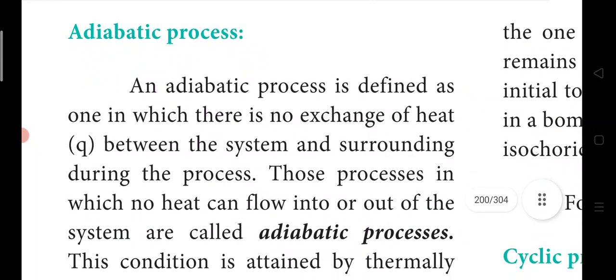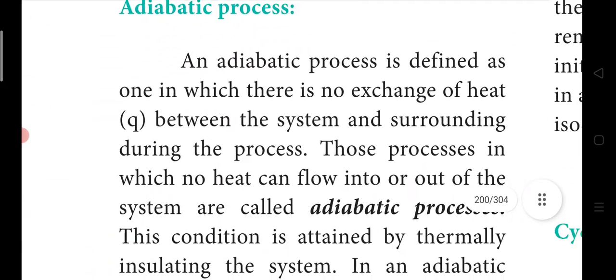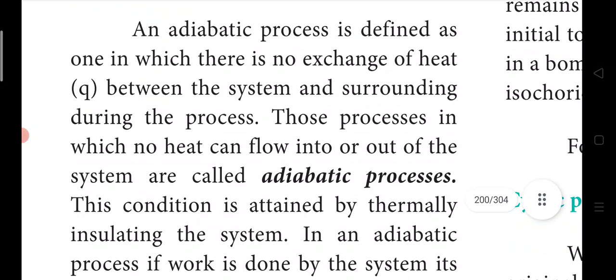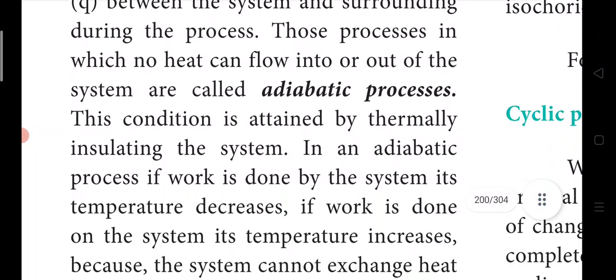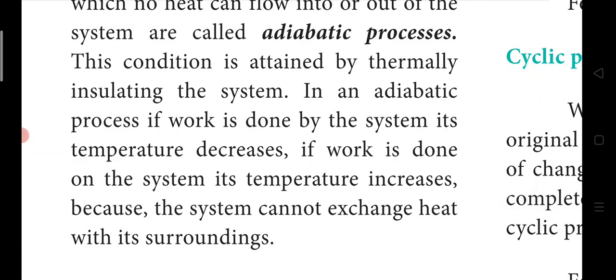Adiabatic process is defined as one in which there is no exchange of heat between the system and surroundings during the process. So what is adiabatic? When a reaction happens, the system, which is the beaker or whatever the reaction takes place in, and the chemicals in it do not exchange heat energy with the surroundings. That is an adiabatic process. Those processes in which no heat can flow in or out of the system are called adiabatic processes, and this condition is attained by thermally insulating the system.